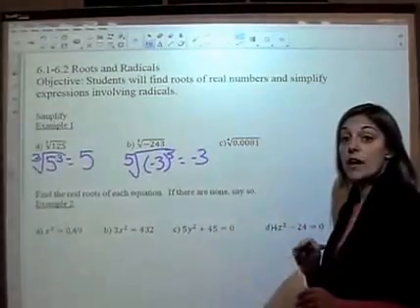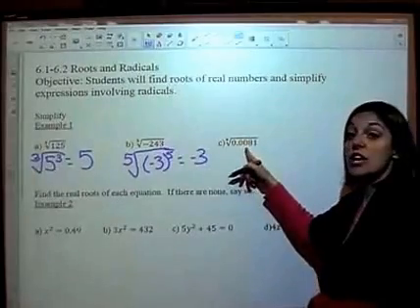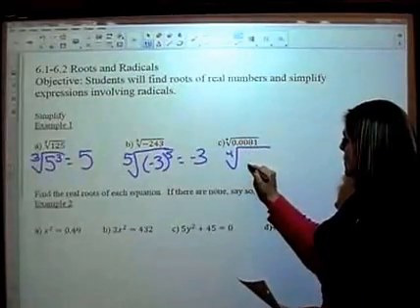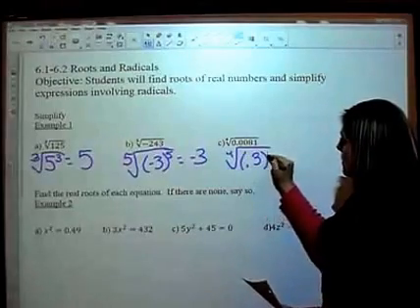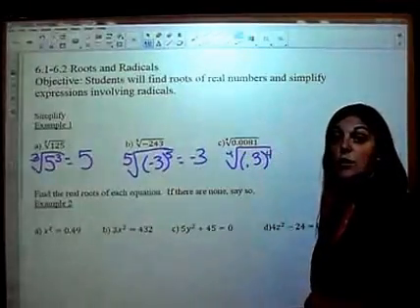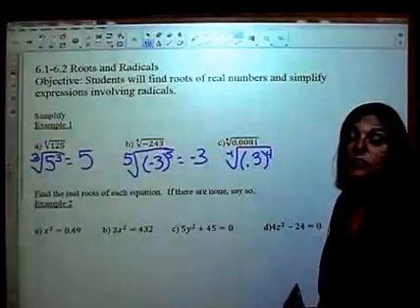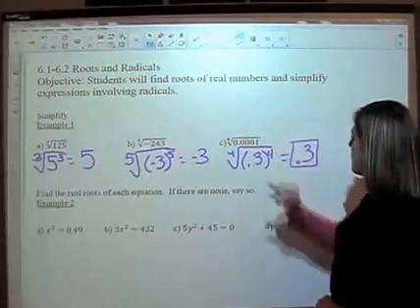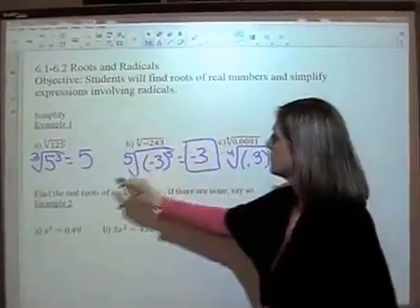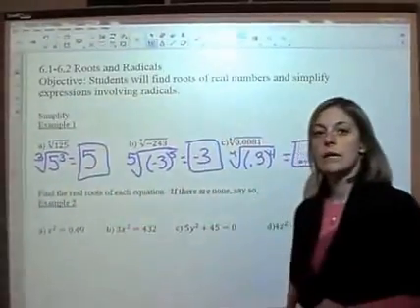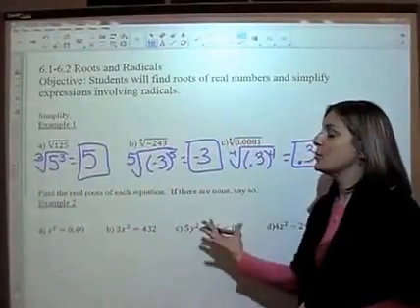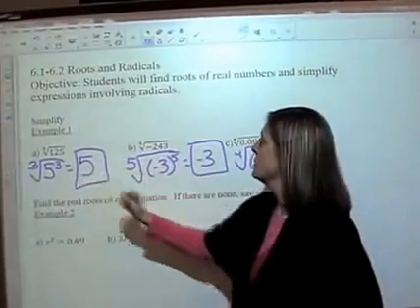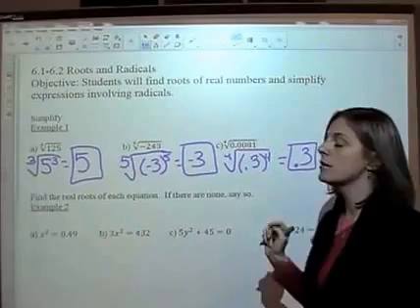And then for part C, we can change the way this looks so that it's 0.3, or 3/10, to the fourth power. Okay, so that's how you can simplify things that are perfect cubes or perfect fifth powers.